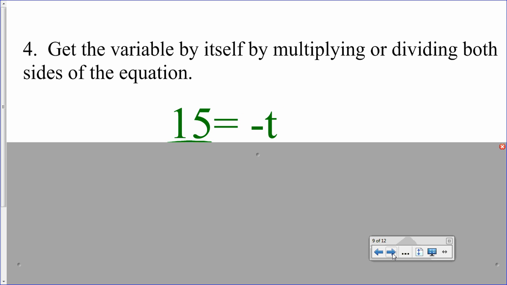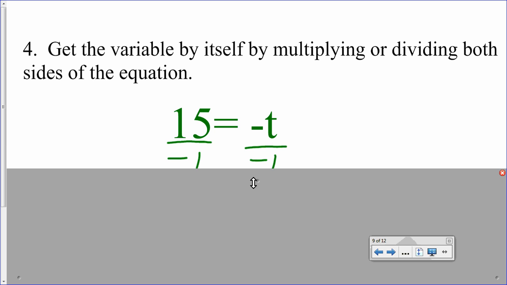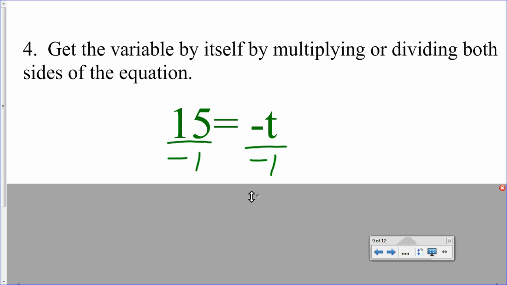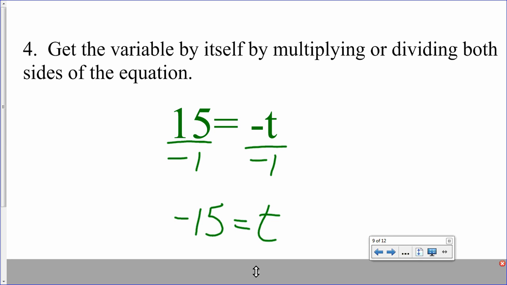The next thing we want to do is get the variable by itself by multiplying or dividing both sides of the equation. Here we have a negative sign in front of the t. Don't forget that's actually negative 1 times t. So in order to get t by itself, we're going to divide each side by negative 1. And when we do that, we get t is equal to negative 15.